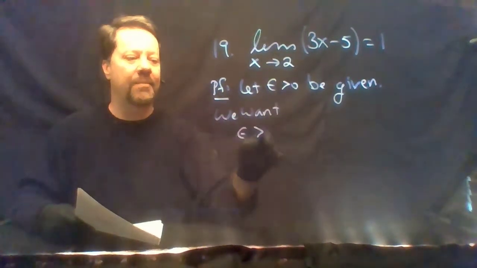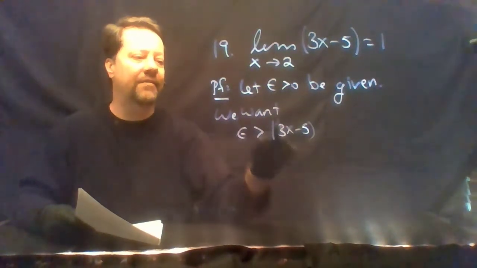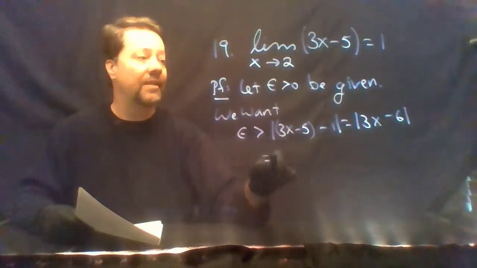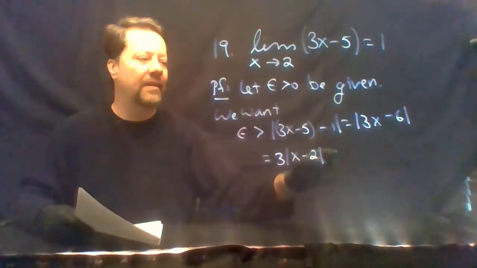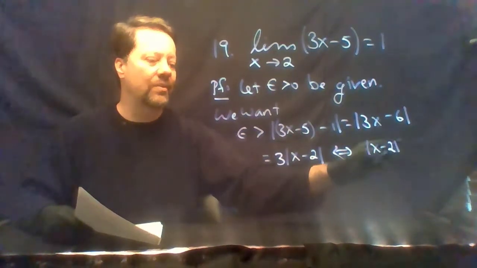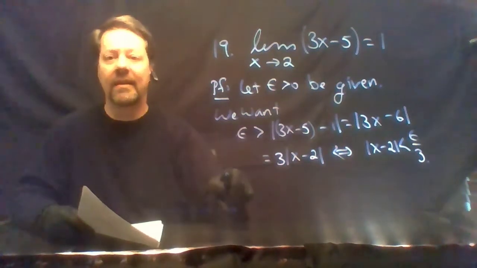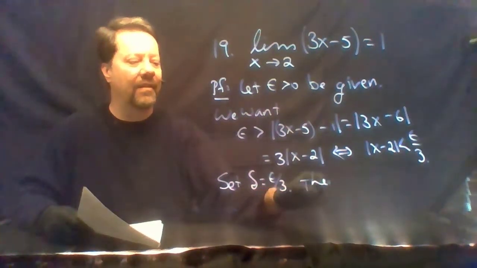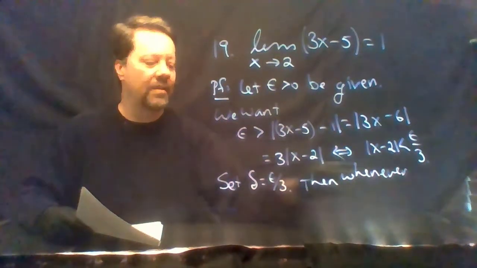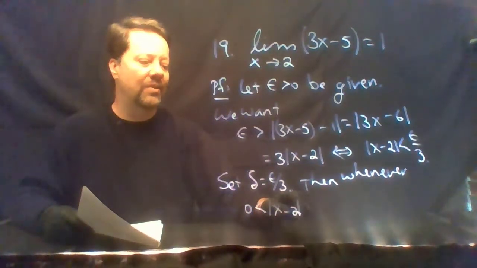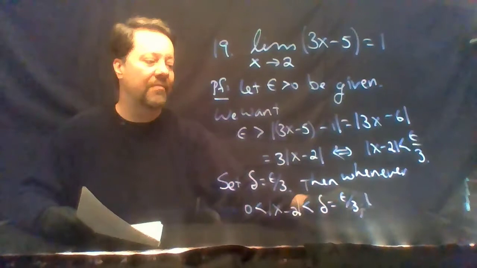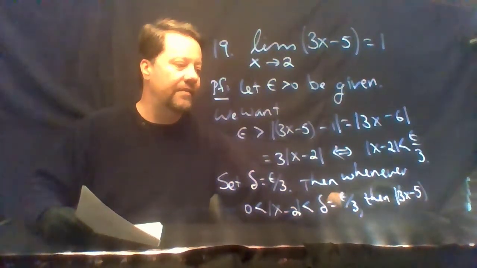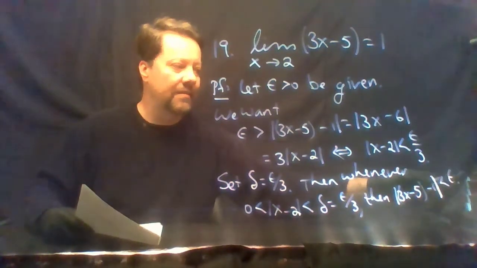We want epsilon to be greater than the absolute value of 3x minus 5 minus 1, which is the absolute value of 3x minus 6, which is 3 times the absolute value of x minus 2. And that happens if and only if the absolute value of x minus 2 is less than epsilon divided by 3. At this point, we can see that we want to set delta equal to epsilon divided by 3. When this is true, whenever 0 is less than the absolute value of x minus 2 is less than delta, which is epsilon divided by 3, then we get what we need. The absolute value of 3x minus 5 minus 1 is less than epsilon. And that's the end.